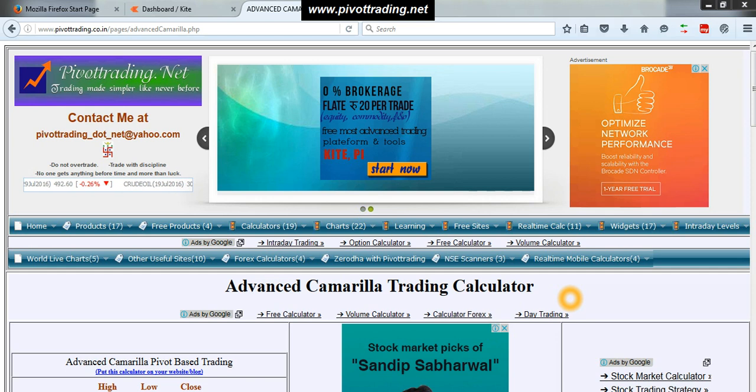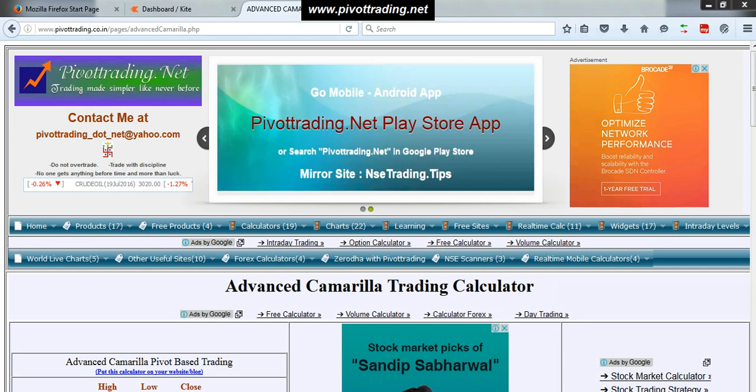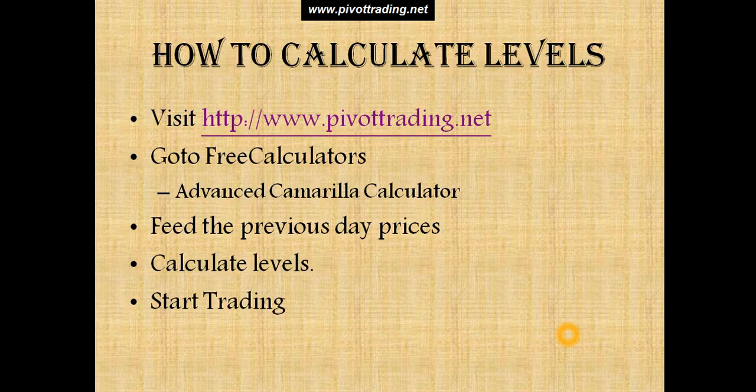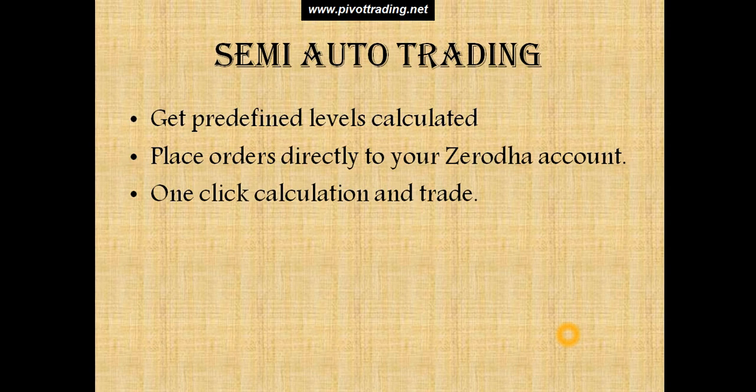So this was one way of calculating the Camarilla levels. The other way of calculating the levels is automatic, or semi-automatic, which I generally also call semi-auto trading, where with just one click you get all the levels for any particular NSE script. Based on the levels, you can directly place the orders into your Zerodha account if you have a Zerodha account, and it's so simple. It is as simple as one click calculation and the trade. So let me show you how you can do that.